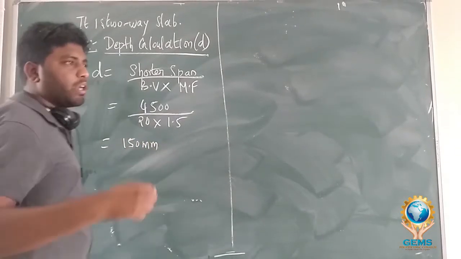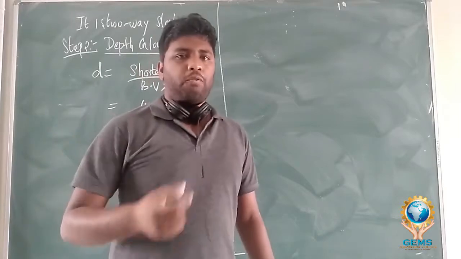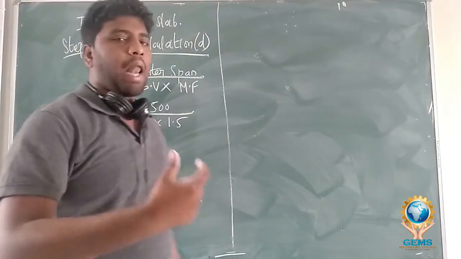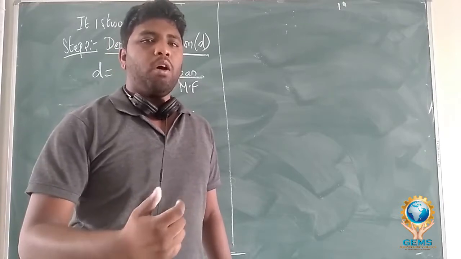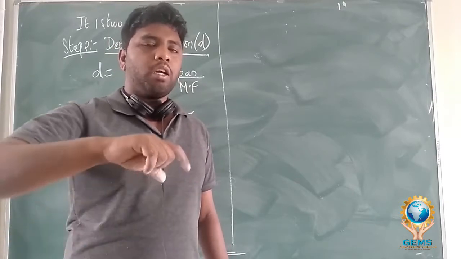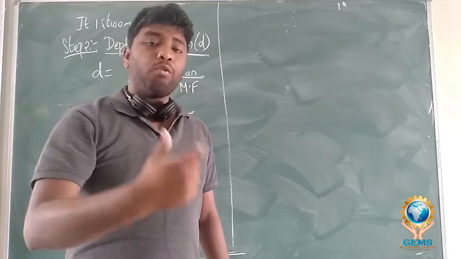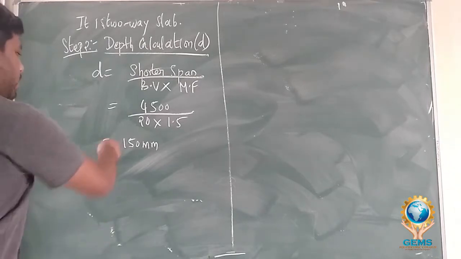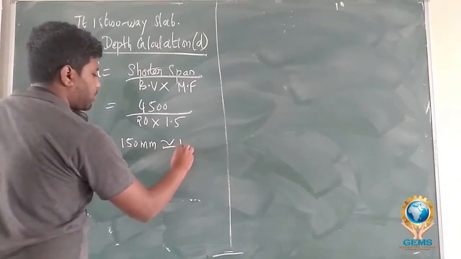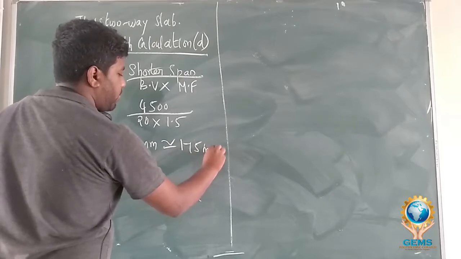As I already told you in the one-way slab design, when calculating depth, you increase the value. For what purpose? If you have more depth, it will carry more load, for safety purposes. So here we are adding 25 mm, so we take 175 mm.